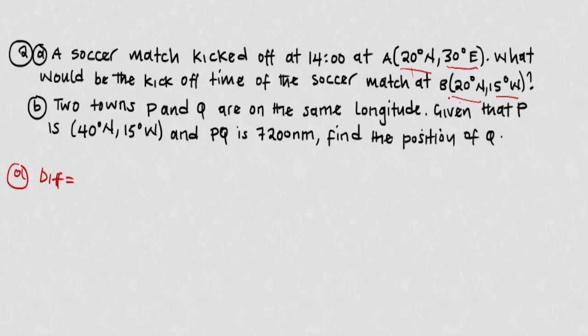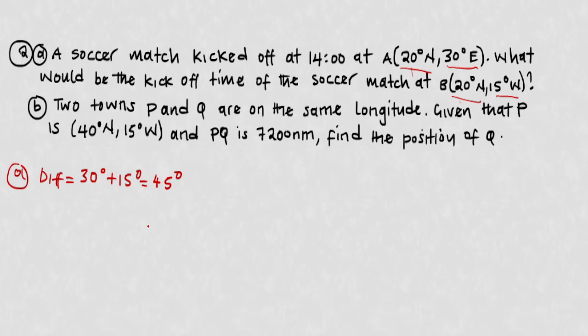And I've said this is 30 degrees east, this is 15 degrees west, so they are on different longitudes. So you add different longitudes, so it will be 30 degrees plus 15 degrees. What do we get when we say 30 degrees plus 15 degrees? We get 45 degrees.